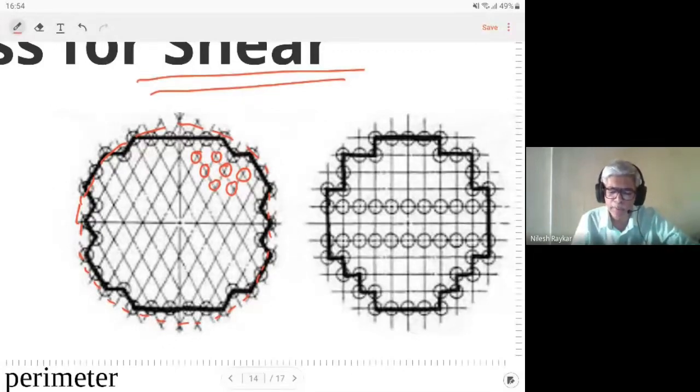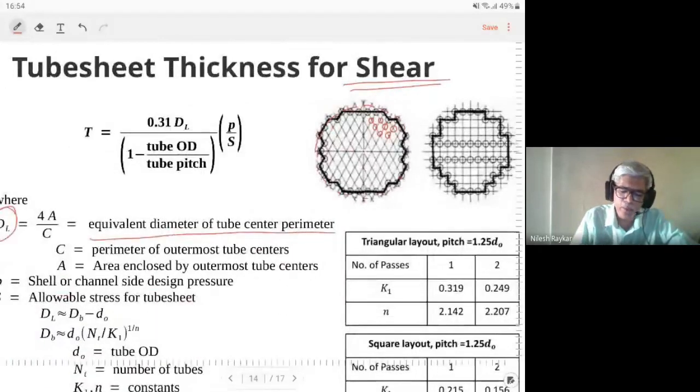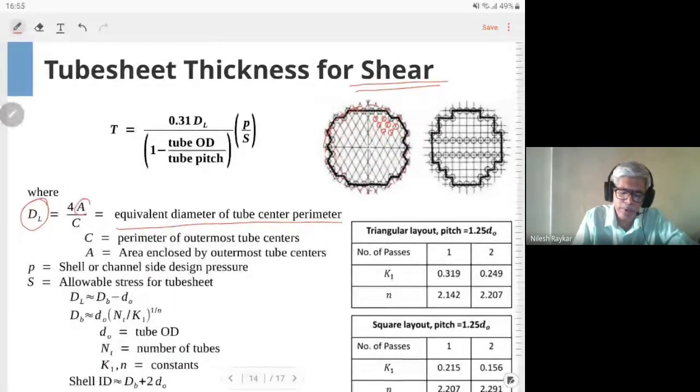To estimate that, the formula is given in terms of the area enclosed by these outermost tubes and the perimeter of these outermost tubes. So this thick black line, whatever is the area inside that, needs to be considered. Of course, in our calculations we don't have time or skill to develop this tube hole layout, so we have to approximate these parameters. In actual calculations, the tube hole layout would be made and then the calculations would be done.